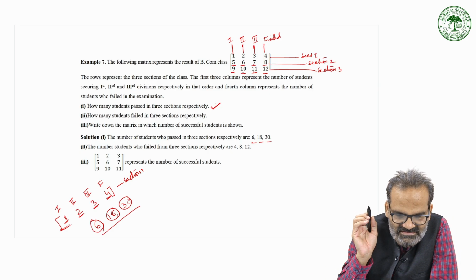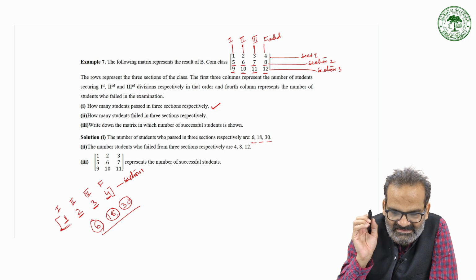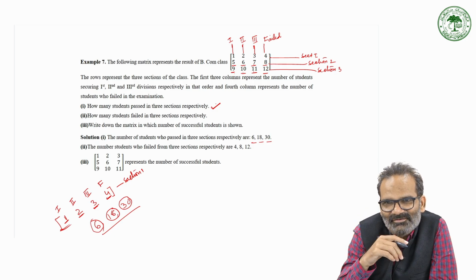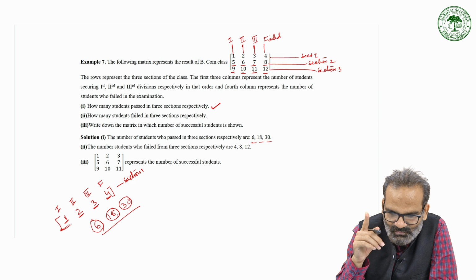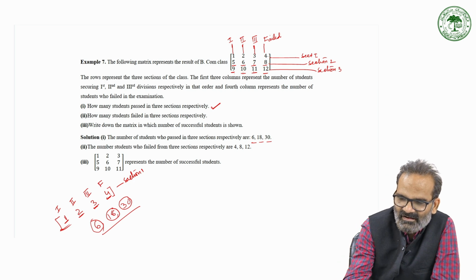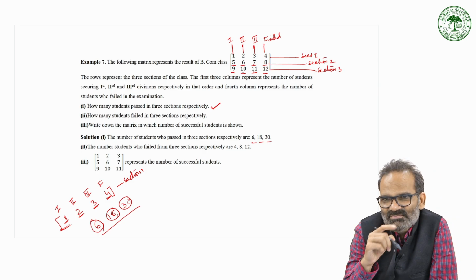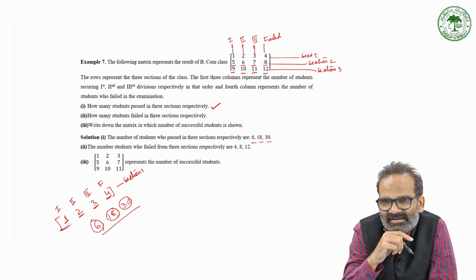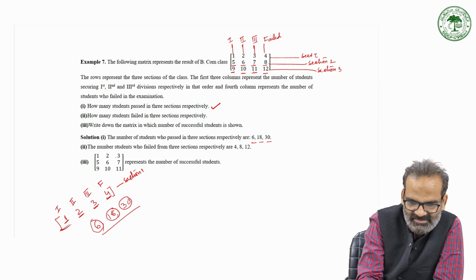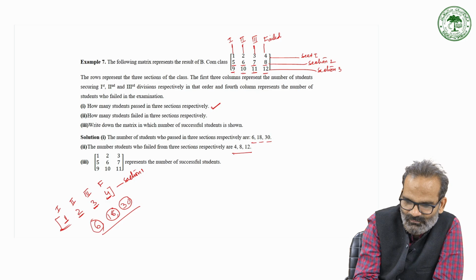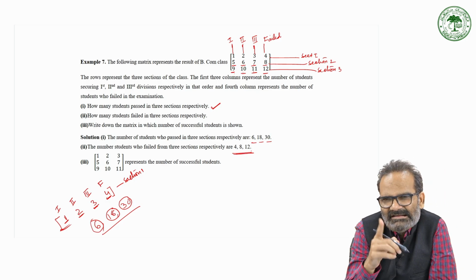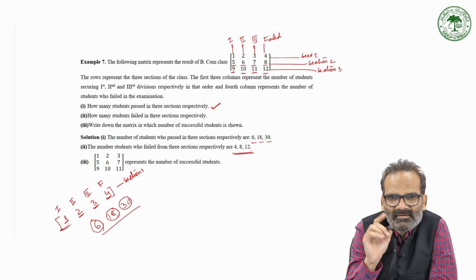Part 2, how many students failed in 3 sections? So, it is very clear from the data. The fourth column represents the number of students who failed, right? So, there are 4 students who failed in section 1. There are 8 students who failed in section 2. There are 12 students who failed in section 3. So, naturally, the answer of part 2 is 4, 8, and 12. It is very clearly mentioned in column 4.